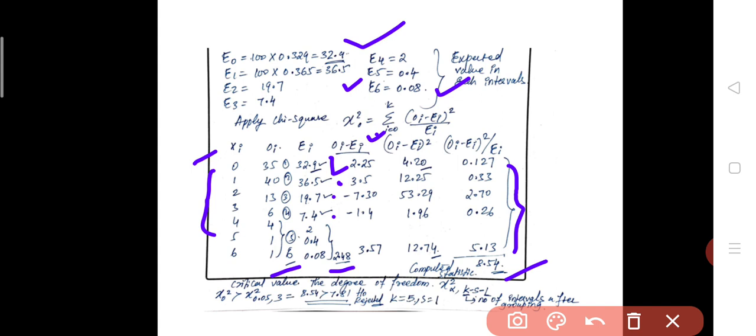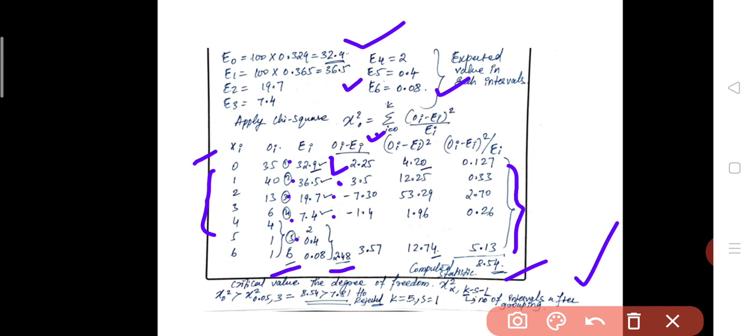After calculating this computed statistic value, we have to compare it with the critical value, right? The critical value is given by chi square alpha comma k minus s minus 1 degrees of freedom, where k is the number of intervals after grouping. After grouping, how many intervals do we get? 1, 2, 3, 4, 5, right? Before combining we had 7 intervals, after combining it became 5 intervals. Therefore the k value is 5.